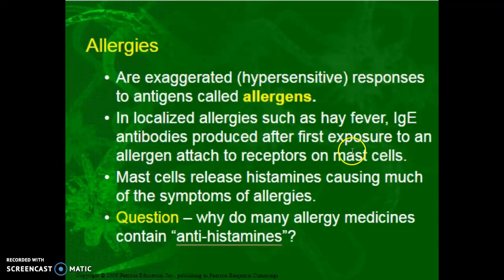In localized allergies like hay fever, IgE antibodies produced after the first exposure to an allergen attached to receptors on mast cells. The mast cells release those histamines, causing many of the symptoms of allergies, runny nose, sneezing, all that kind of stuff. Remember, histamines dilate blood vessels. So they're going to cause inflammatory responses all over the place when we have these histamines. So why do so many allergy medicines contain antihistamines? Because they need to shut down the histamines.